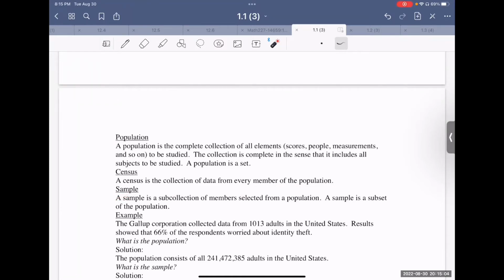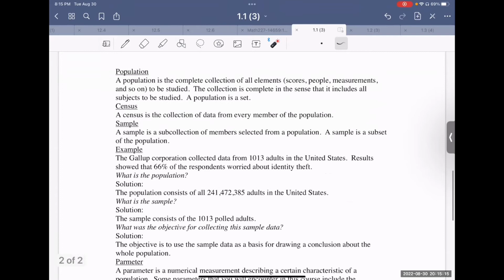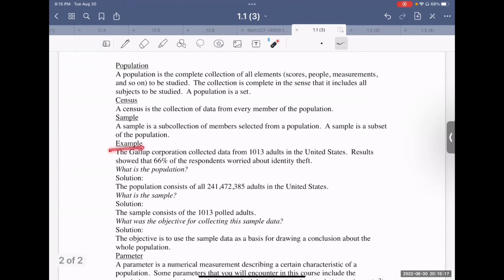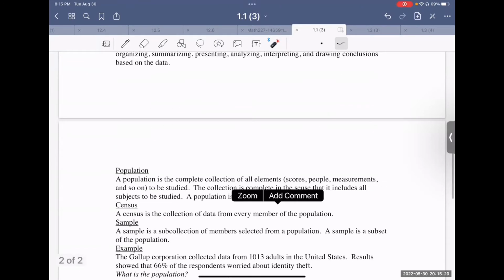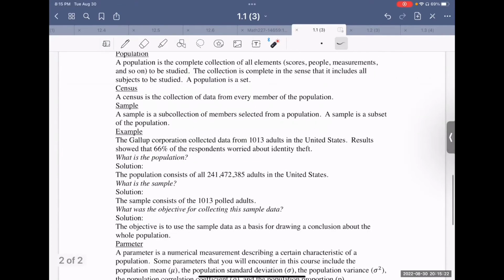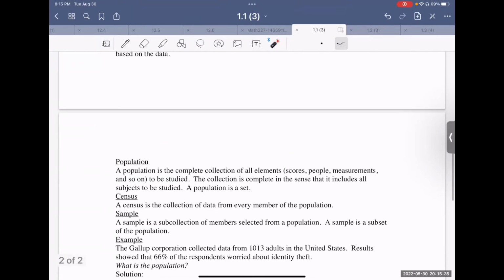A sample is a sub-collection of members selected from the population. A sample is a subset of the population. So let's do an example. The Gallup Corporation collected data from 1,013 adults in the United States. Results showed that 66% of the respondents worried about identity theft.